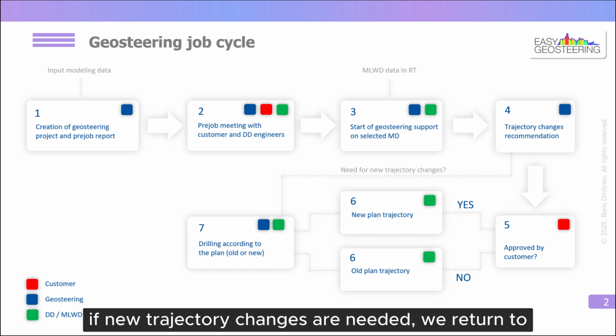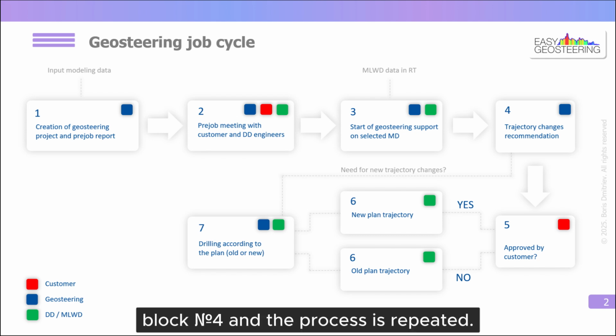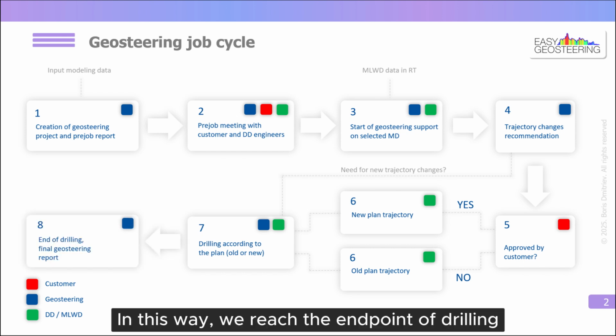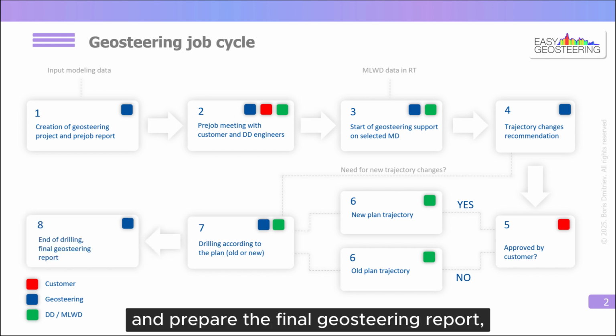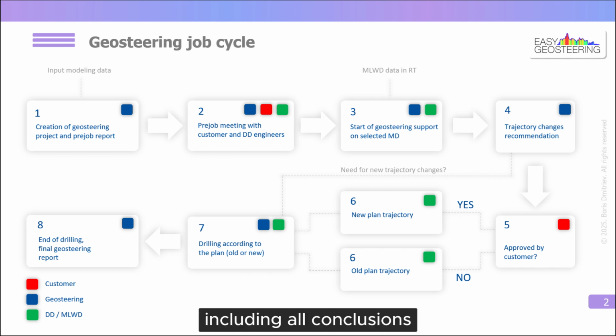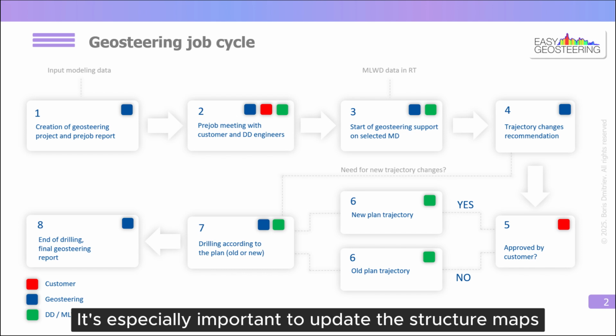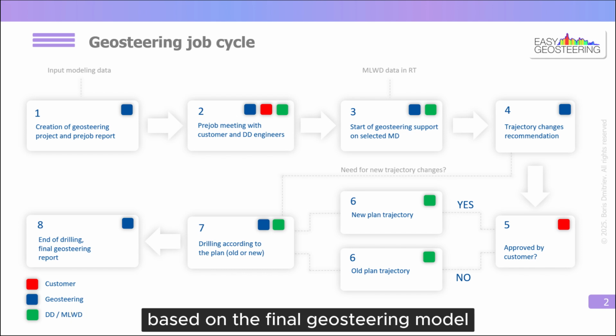If new trajectory changes are needed, we return to block number 4 and the process is repeated. In this way, we reach the end point of drilling and prepare the final geosteering report, including all conclusions and lessons learned from the current well. It's especially important to update the structure maps based on the final geosteering model and use it for upcoming wells.